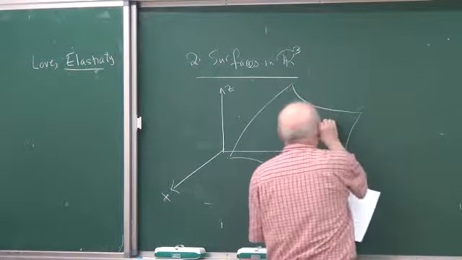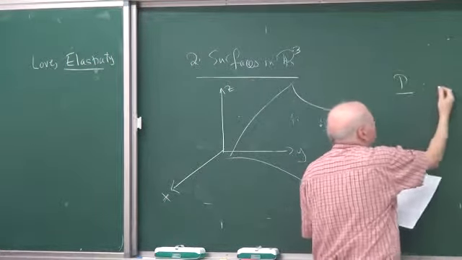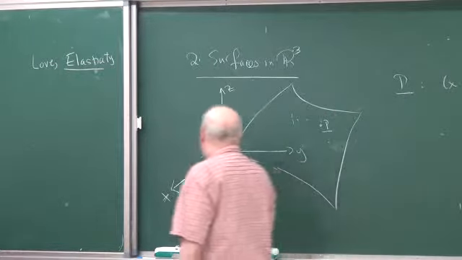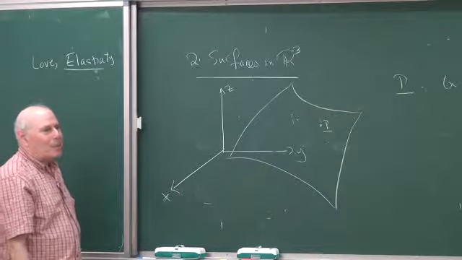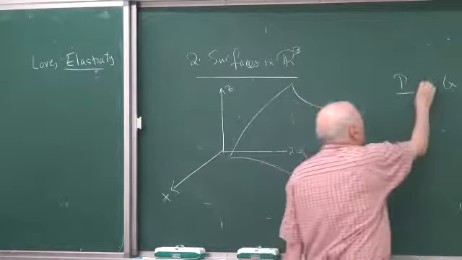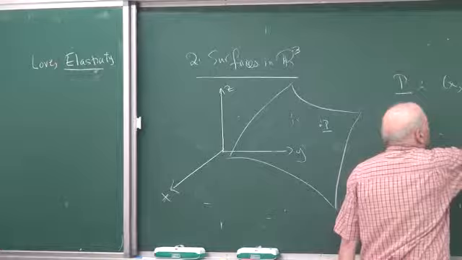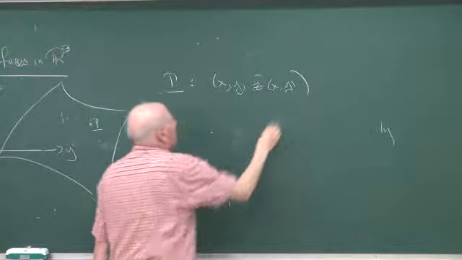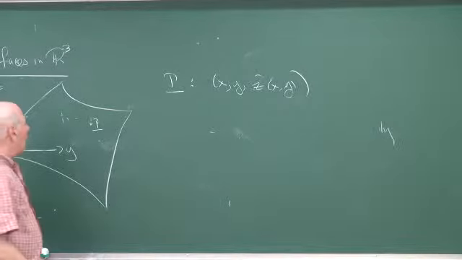So let's assume we have a point P on the surface. If a point P is on the surface, that means it has coordinates. If I think of this surface as lying above the XY plane, as usually we do in calculus, then P would have coordinates X, Y, and then Z of XY.